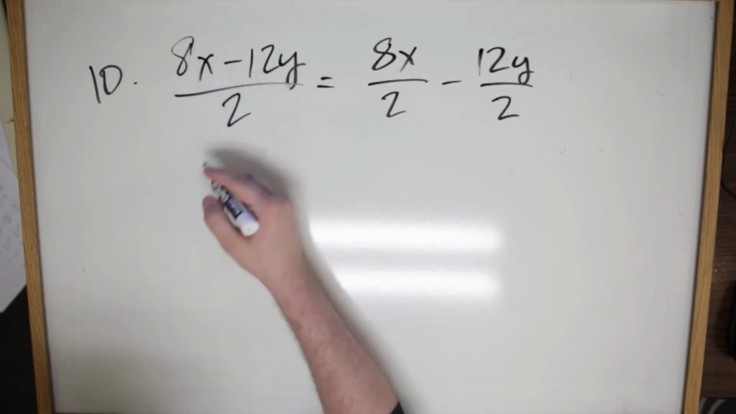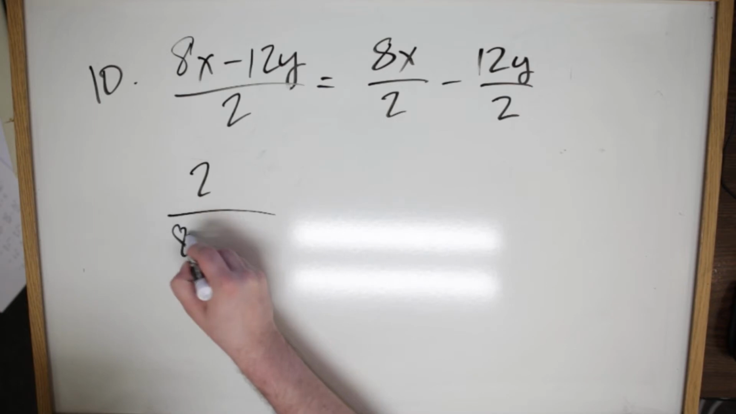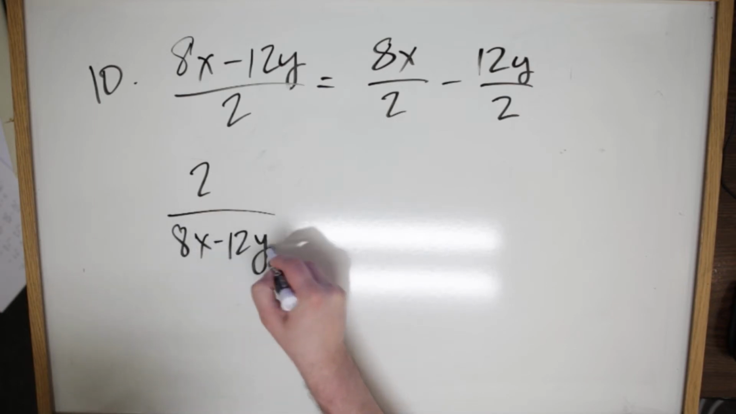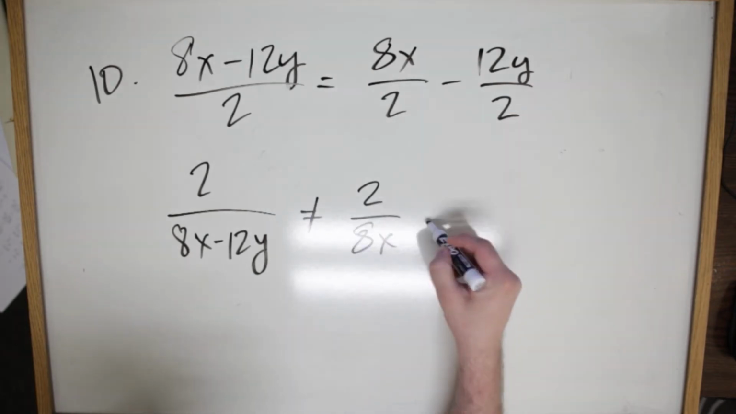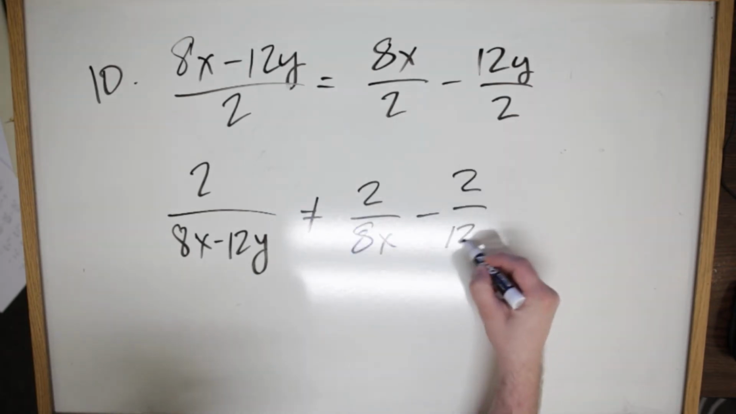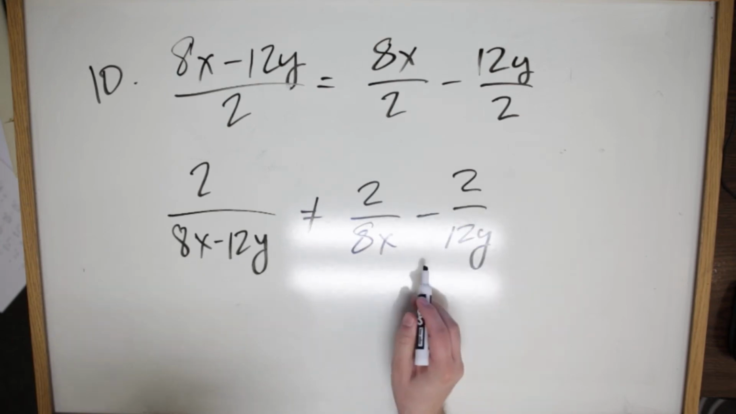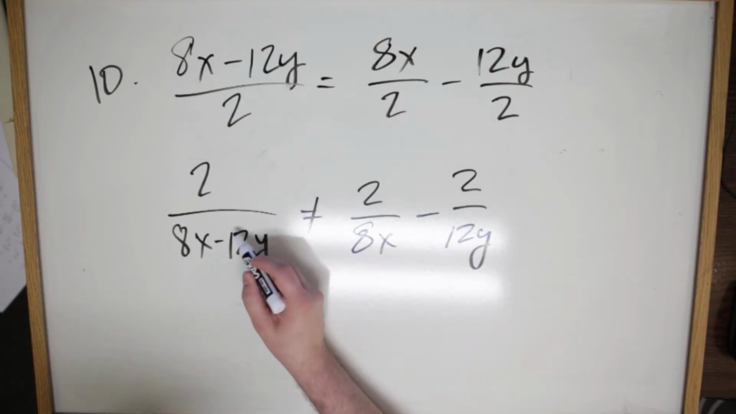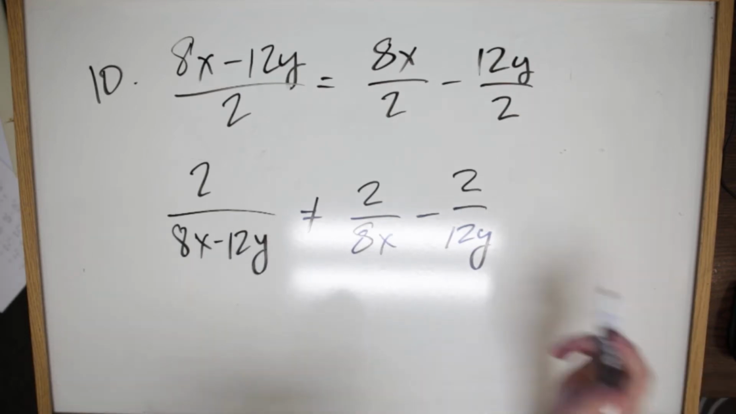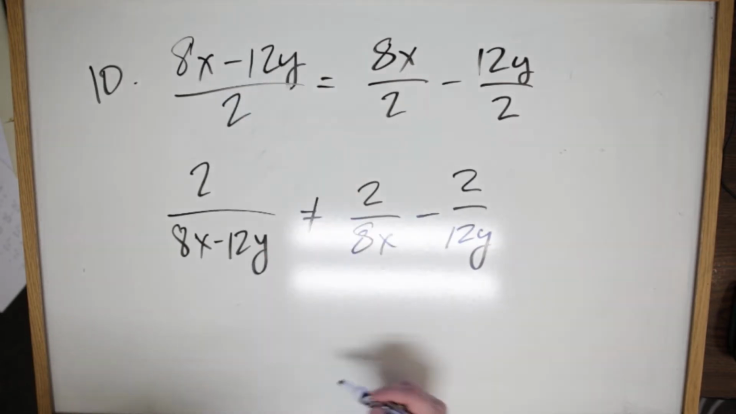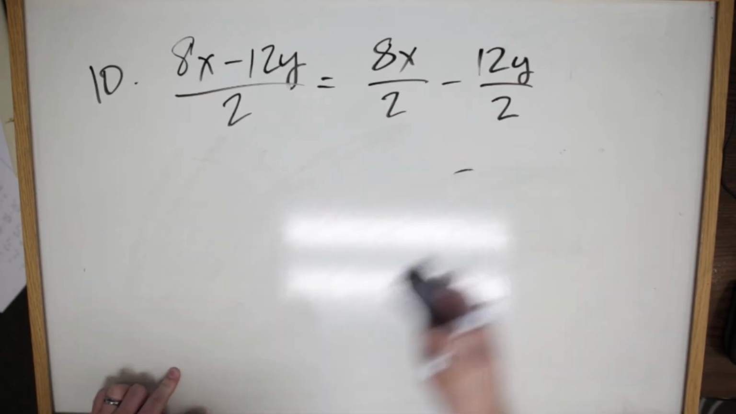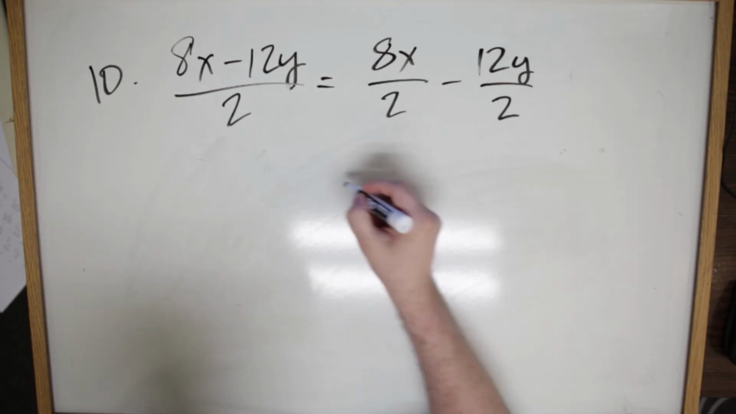Now I want to point something out. This is not the same thing. You cannot do this. You cannot do that. That is not the same thing as this. You can only do it when you have a monomial in the denominator. A single term in the denominator divides each individual piece in the numerator, not the reverse. That is super important. It's crucial that you know that.